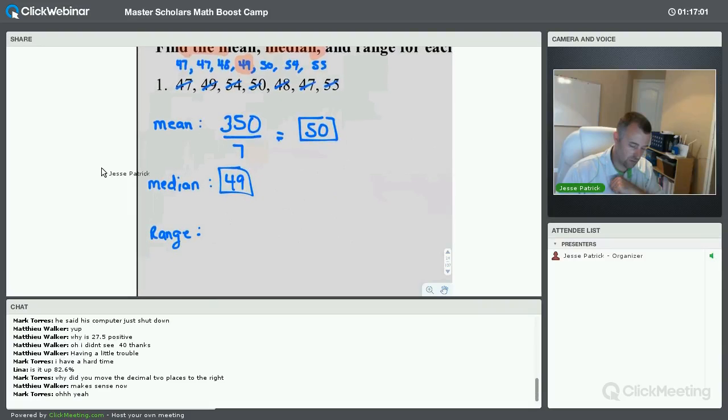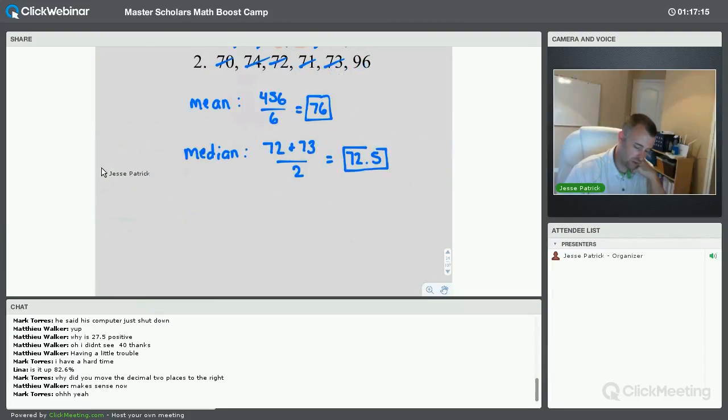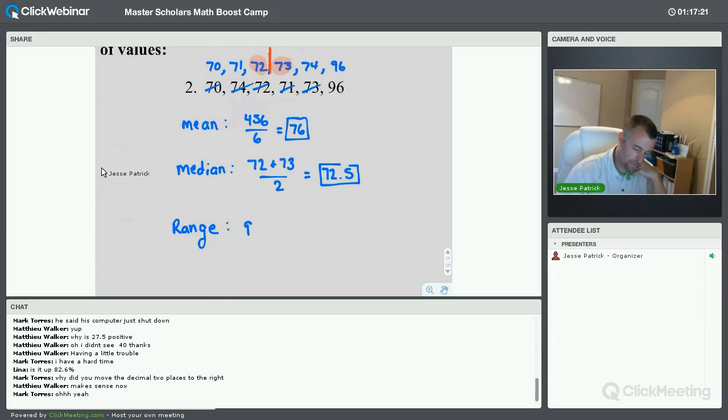We have 55 and 47. I'm going to subtract those two. That's going to give me 8. Done. That's the difference between the smallest and largest values. Come over here and do the same thing. That's going to be 96 minus 70. So that's 70, 80, 90, 26.